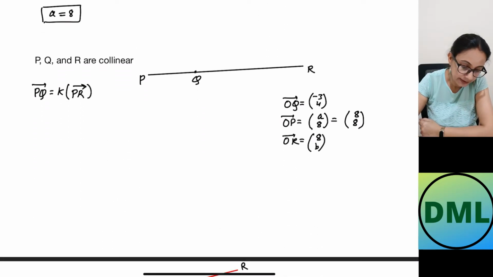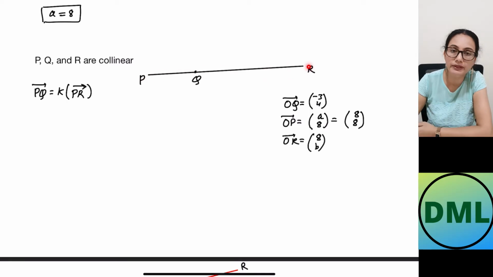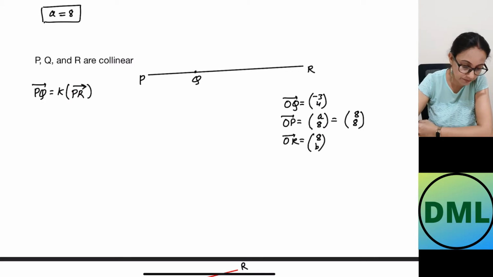Now, they say that P, Q, R are collinear. That means they are in the same line. I can write down PQ is equal to K times PR vector. So, I have given all the values. Now, let's write down PQ and PR in terms of the position vector form.